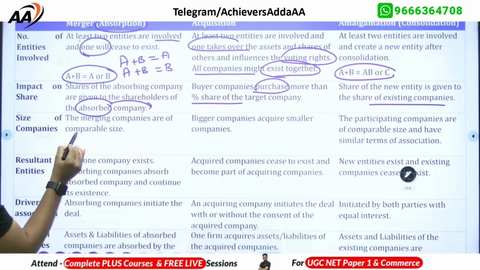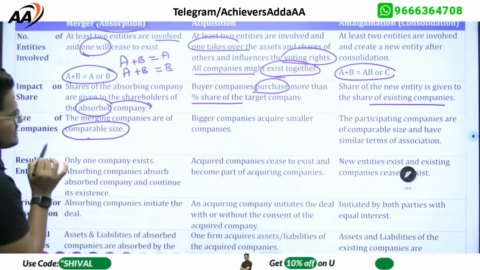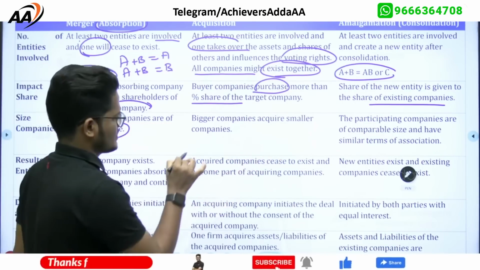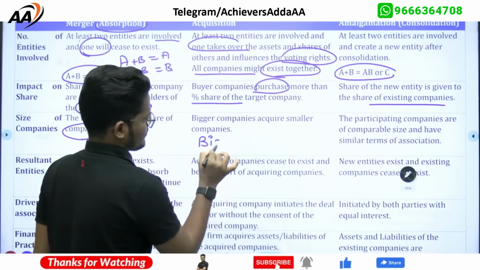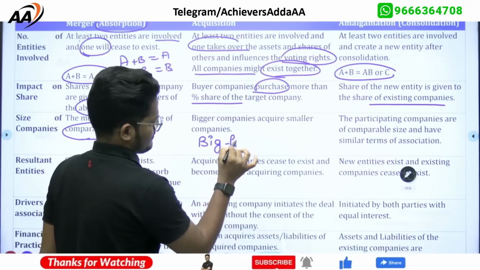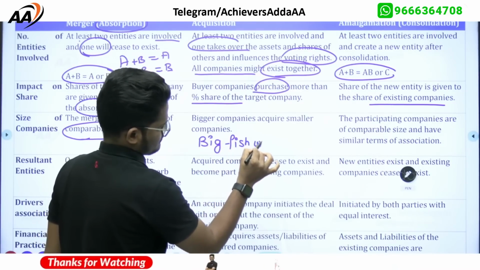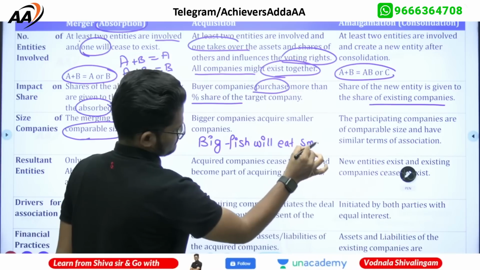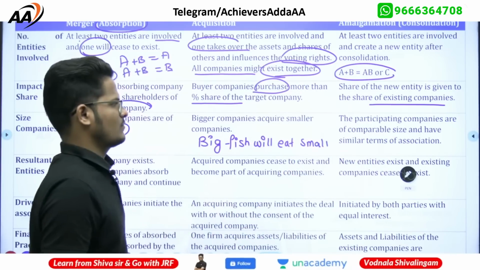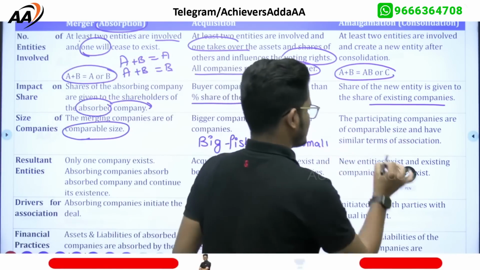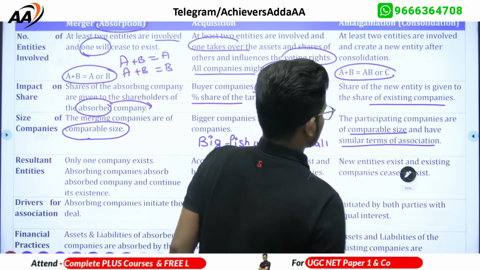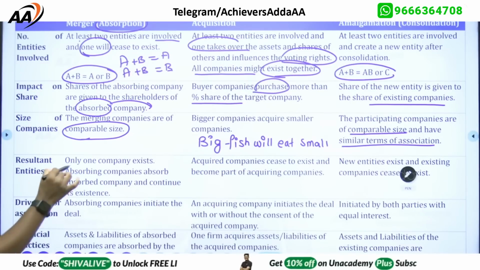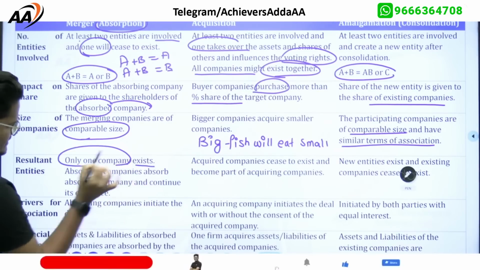And here, size of the companies. In amalgamation, two companies are of comparable size. The merging companies are of comparable size. In absorption, the big fish will eat the small fish. The participating companies are of comparable size and have similar terms of association. And here the resultant entity is only one company that exists.